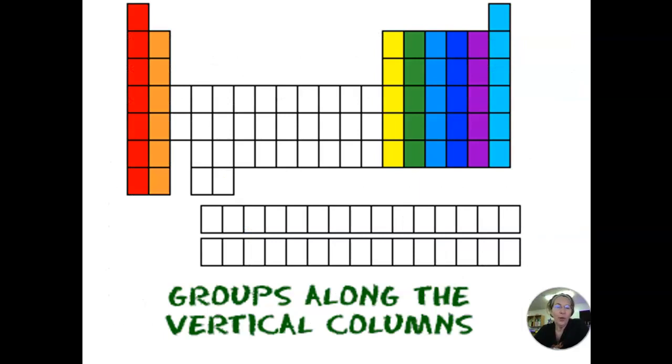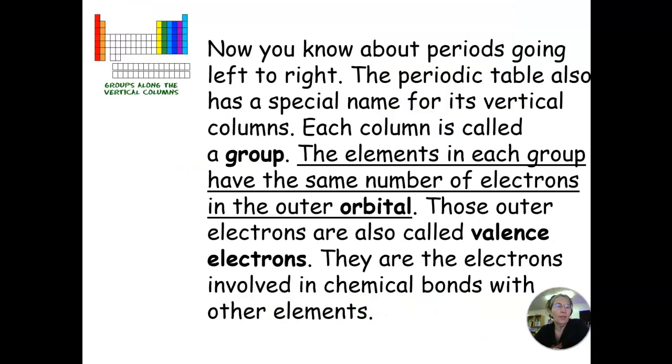The next vocab word are the groups. And the groups are vertical. So all of these dudes have the same characteristics. All these dudes have the same characteristics. And so you have periods across this way, and then you have the groups. And so here we go back to this idea of what's happening in the outer shell of the element. The same number of electrons in the outer orbital. And we have a word for that, remember, those valence electrons.